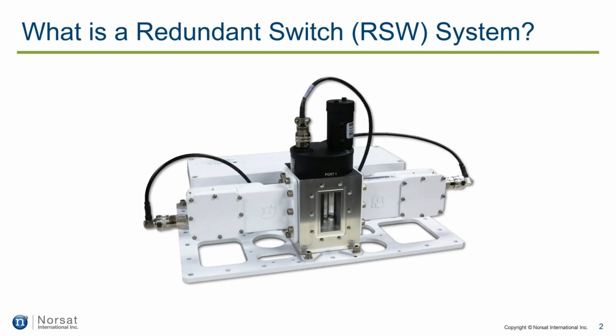A redundant switch system is a device or set of devices designed to provide backup solutions for critical components in satellite communication systems. Its primary purpose is to ensure continuity of service, even if a primary component fails. RSW systems are commonly used with two key devices. First, LNBs, or low-noise block-down converters, which receive satellite signals. Second, BUCs, or block-up converters, which transmit signals back to the satellite. By integrating RSW systems, operators can maintain seamless communication, even in the event of hardware failures.